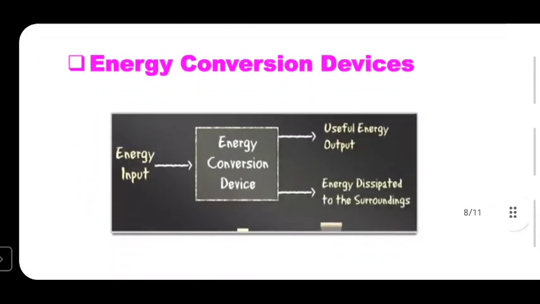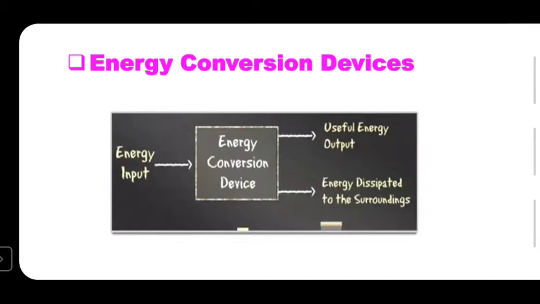Now, there is a schematic diagram of how energy conversion takes place. Input energy is given to the energy conversion device, maybe the turbine or boiler, and this input energy is converted into some amount of output, and some amount of heat is lost to the surroundings. For example, we are discussing the boiler. What is the energy input for the boiler?